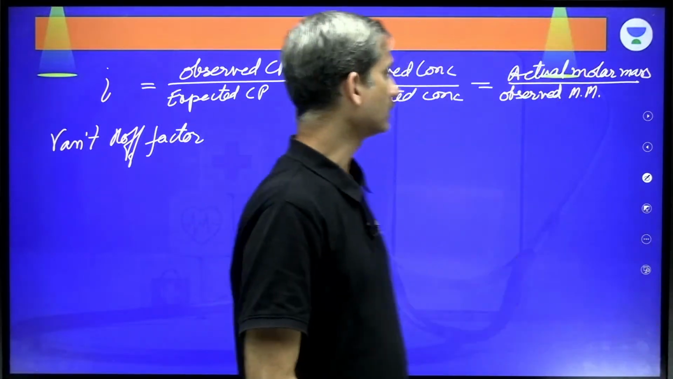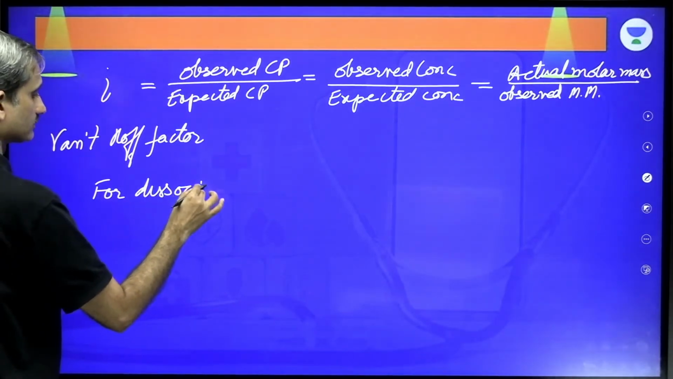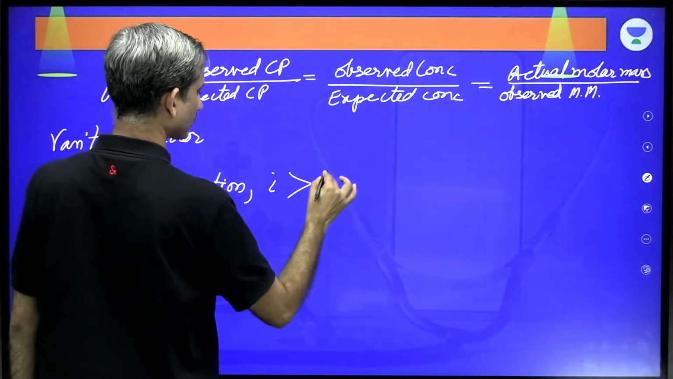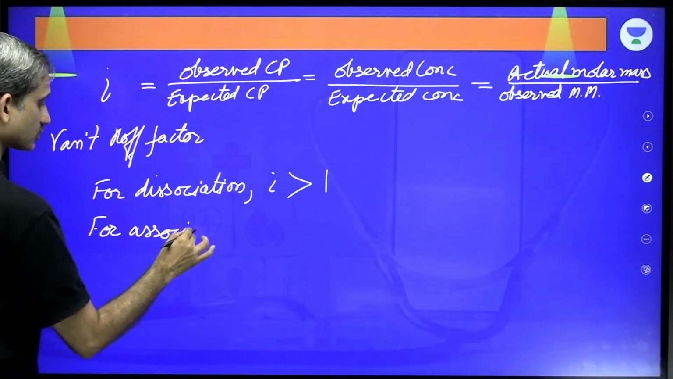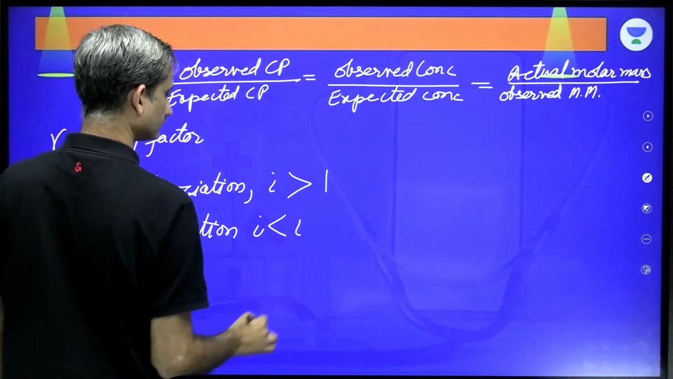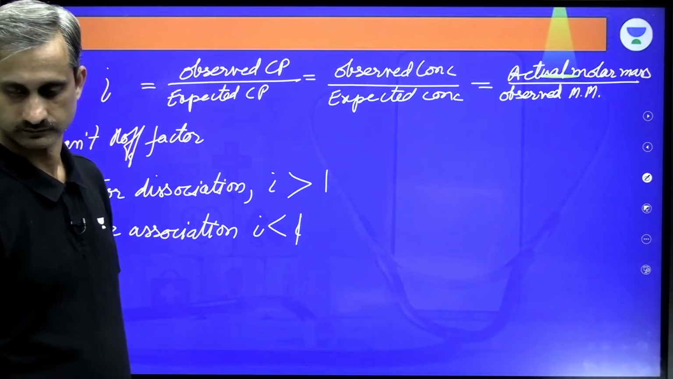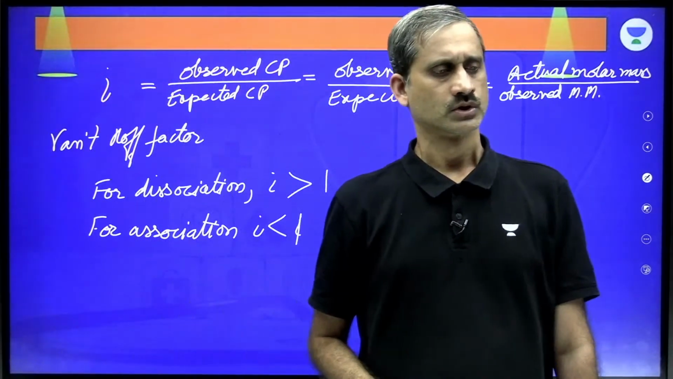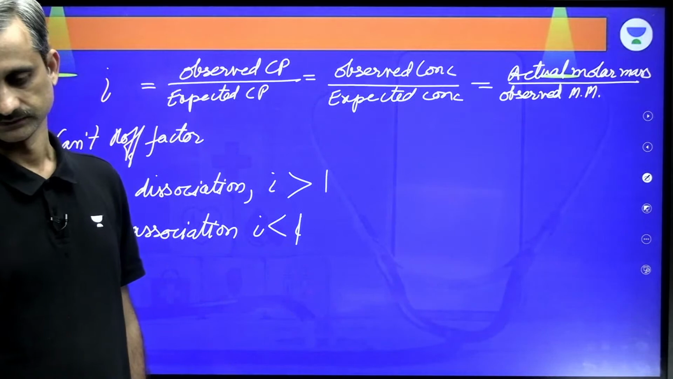Now, for dissociation, the Van't Hoff factor is greater than 1. For association, the Van't Hoff factor is less than 1. Is this clear? So this is what we have as the Van't Hoff factor.